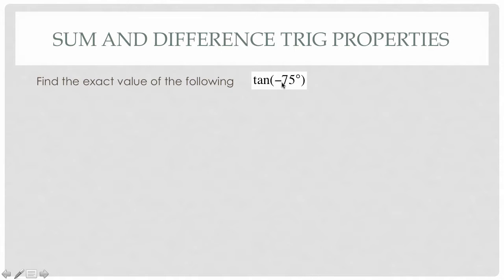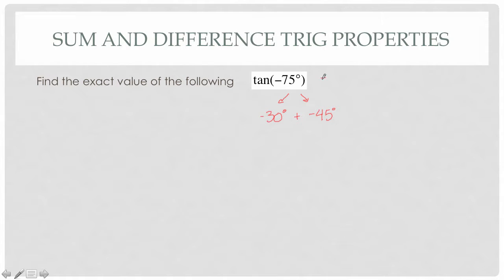Here I've got the tangent of negative 75. How do I go about working this out now? All right. So I've got difference angles. I need to think about, can I rewrite negative 75 degrees as the sum or difference of something? Well, I know negative 30 degrees, and I know negative 45 degrees, right? And so it's the sum of those two negative angles.